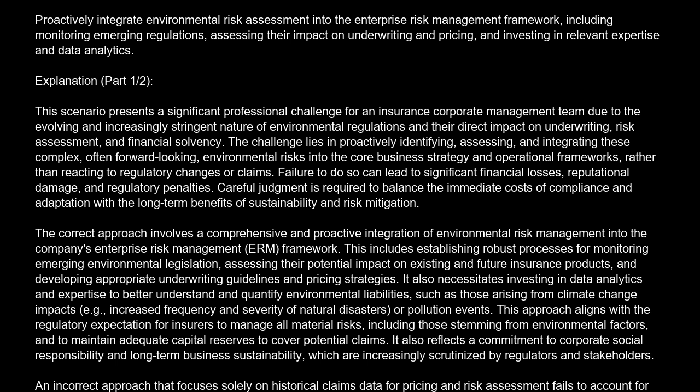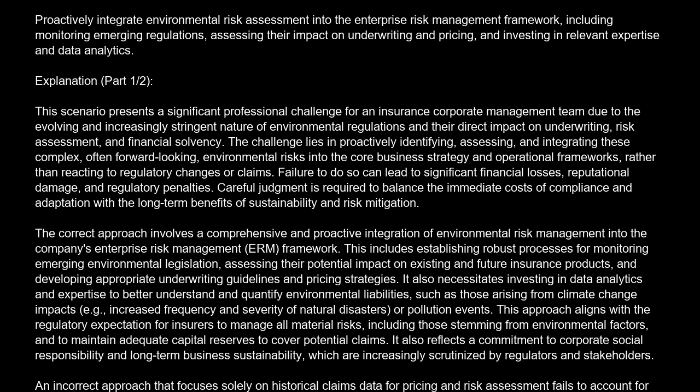Explanation. This scenario presents a significant professional challenge for an insurance corporate management team due to the evolving and increasingly stringent nature of environmental regulations and their direct impact on underwriting, risk assessment, and financial solvency. The challenge lies in proactively identifying, assessing, and integrating these complex, often forward-looking, environmental risks into the core business strategy and operational frameworks, rather than reacting to regulatory changes or claims. Failure to do so can lead to significant financial losses, reputational damage, and regulatory penalties. Careful judgment is required to balance the immediate costs of compliance and adaptation with the long-term benefits of sustainability and risk mitigation.